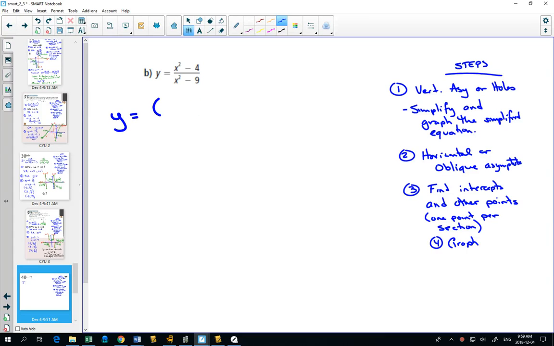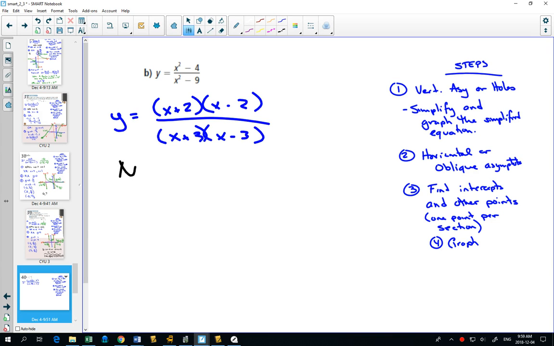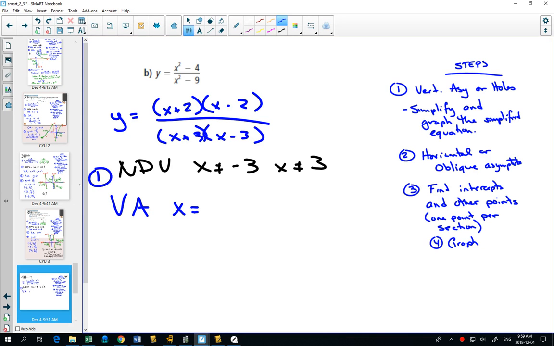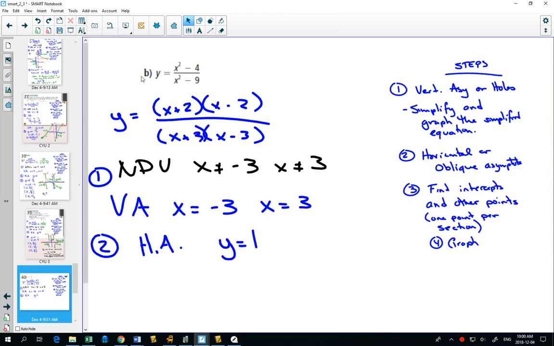First of all, we factor. X plus 2, x minus 2, difference of squares, x plus 3, x minus 3. We have non-permissible values. X can't equal negative 3 and x can't equal 3. Those are both vertical asymptotes at x equals negative 3 and 3. Number 2, horizontal or oblique. The degrees are the same. We have a horizontal asymptote. If we just look at the x squareds, we'll have it at y equals 1. That's where we'll stop.